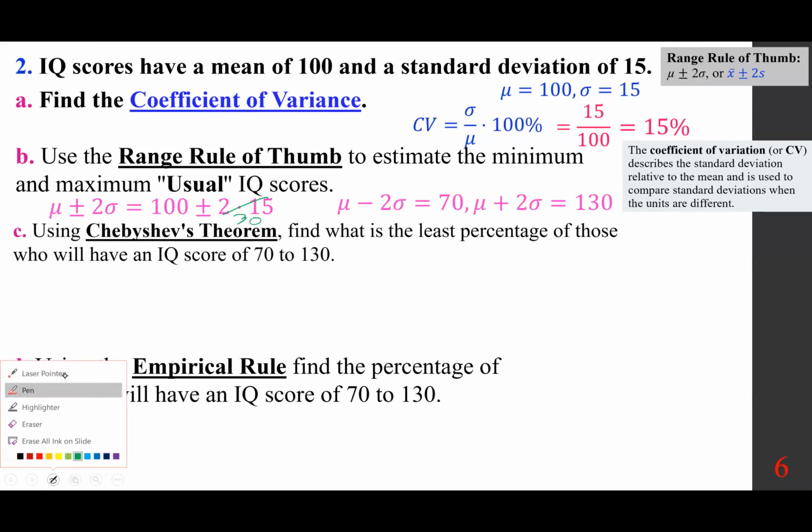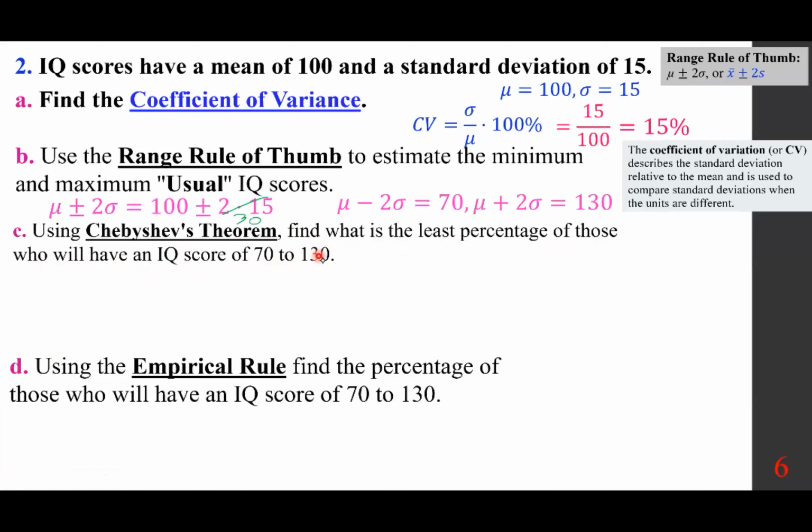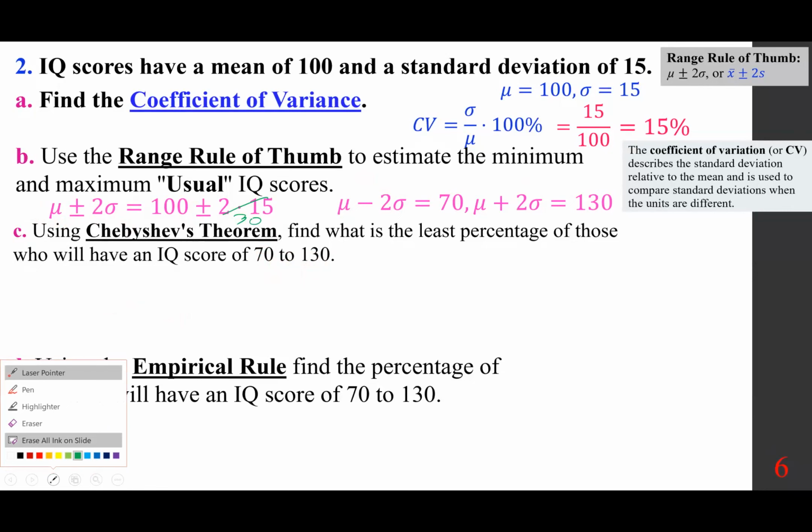Using Chebyshev's theorem, find the least percentage of those who will have an IQ score of 70 to 130. Now, understand from here, we know 70 to 130 means 2 standard deviations away. But I want to quickly show you, what if part B wasn't given? What if we didn't know 70 to 130 represents 2 standard deviations on each side? Here's how you find it. You put these 2 on both sides of mu. Let me show you how to find it. We need the value of sigma.